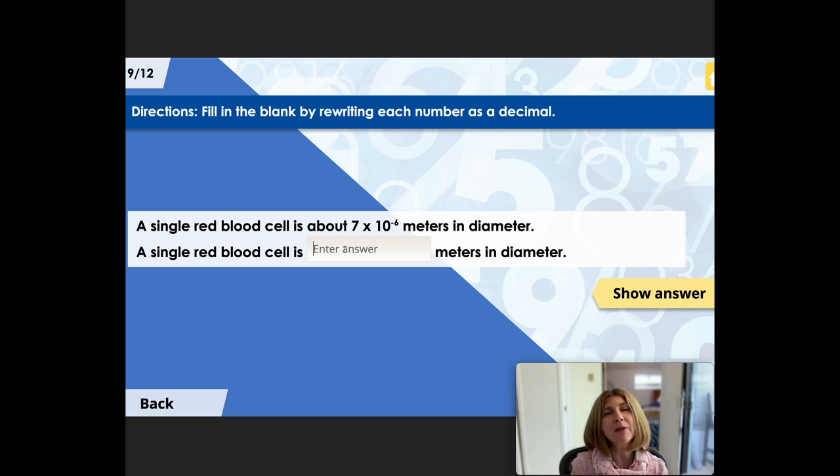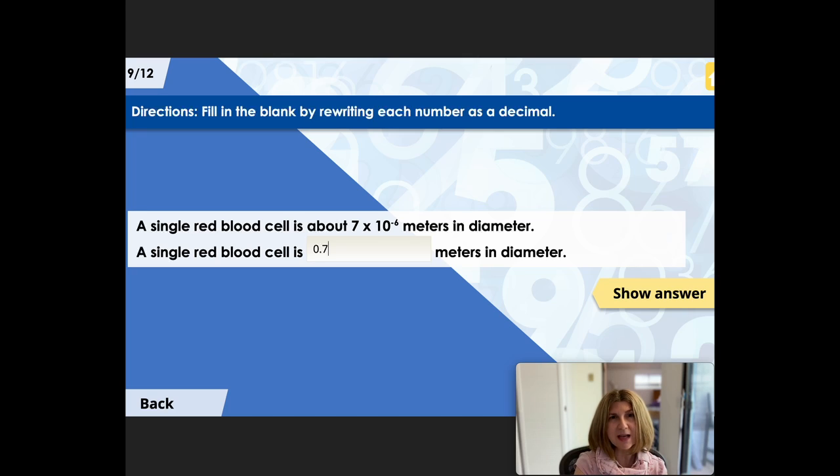A single red blood cell is about 7 times 10 to the negative 6 meters in diameter. So that means it's going to be a number that has a 0 and a decimal point in front. Now it's got a 6 in there, so that means that if you count the 7 and any other digits that might be in another problem and all the zeros, there should be 6 of those total.